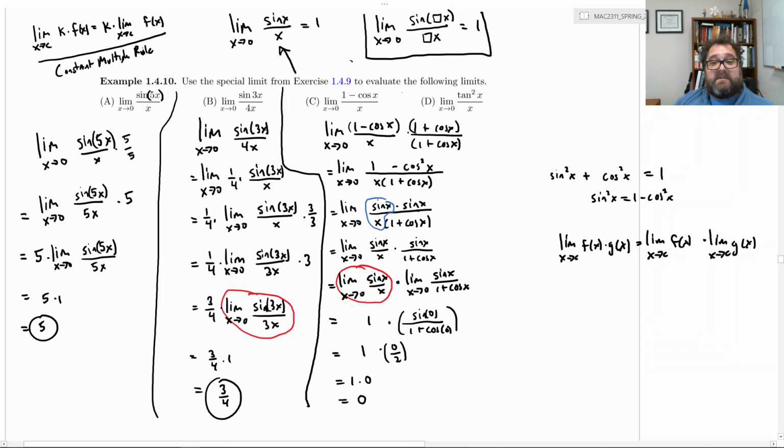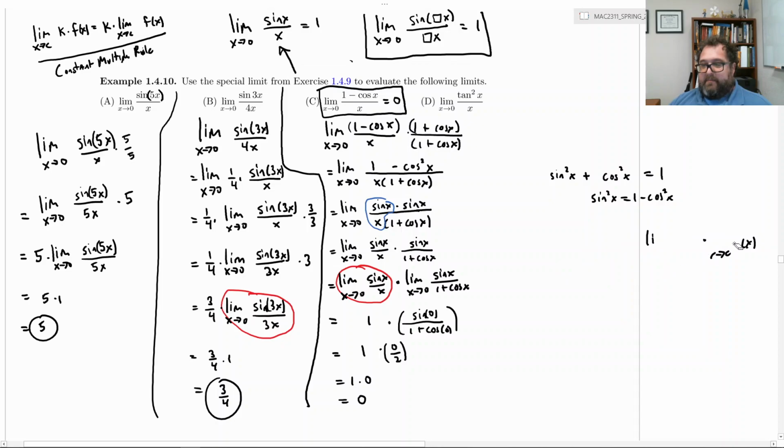By the way, this is going to be another memorized special limit for us. So add that to your limit toolbox. We'll use that again in the rest of this chapter, and we'll use it in the next chapter when we start talking about these things called derivatives. All right, last example. Example D.